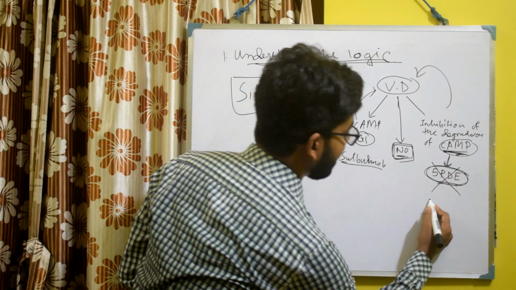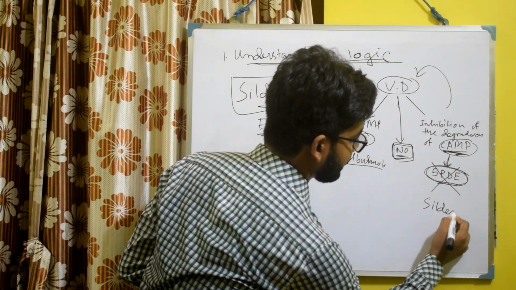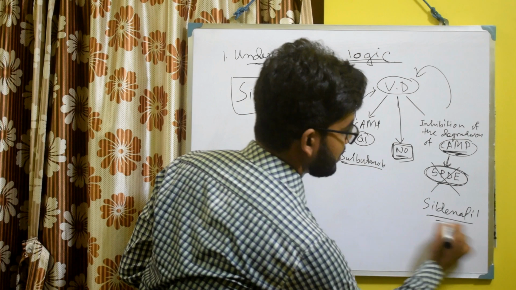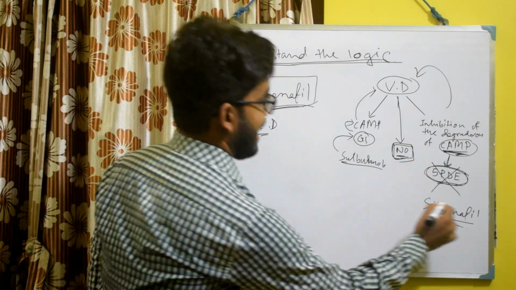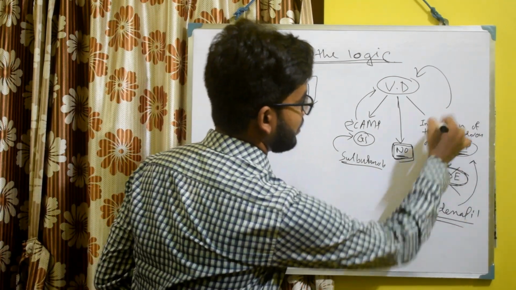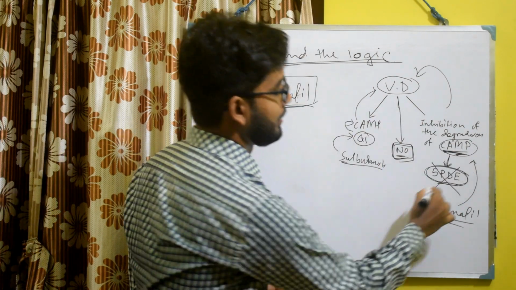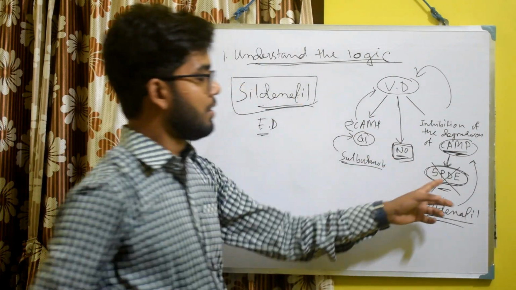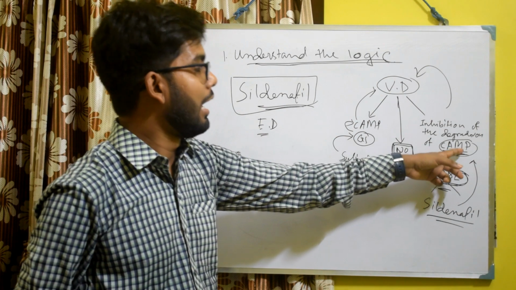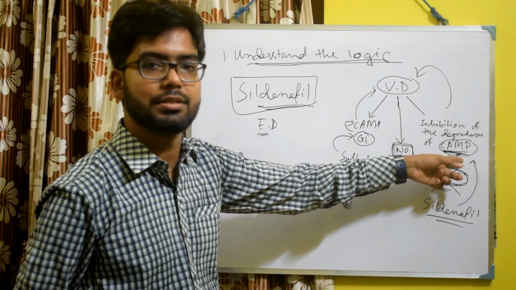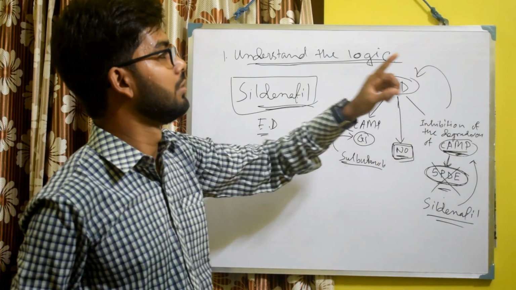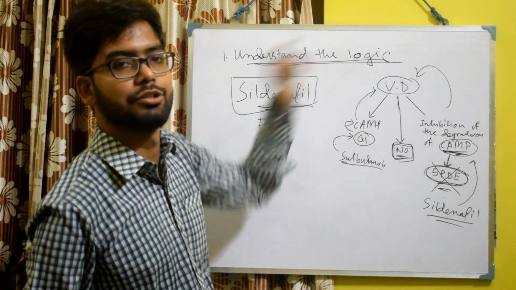Sildenafil is the drug which vasodilates through this mechanism. The sildenafil inhibits the phosphodiesterase enzyme and keeps the cGMP intact, and that is how it produces vasodilation.